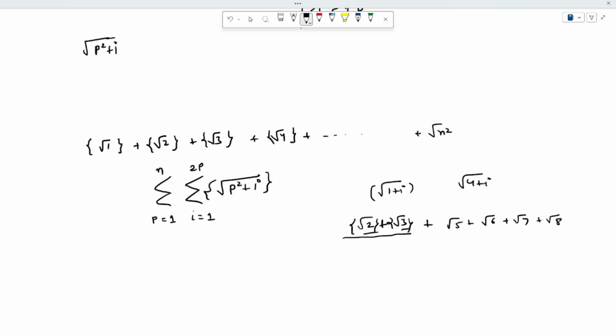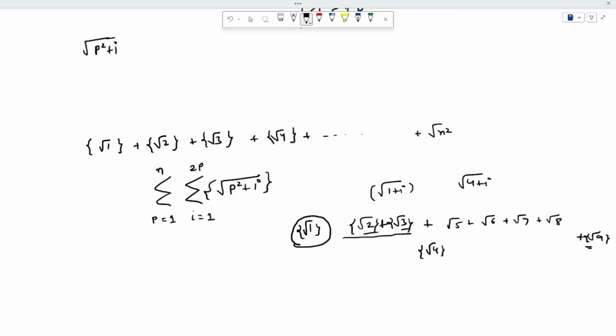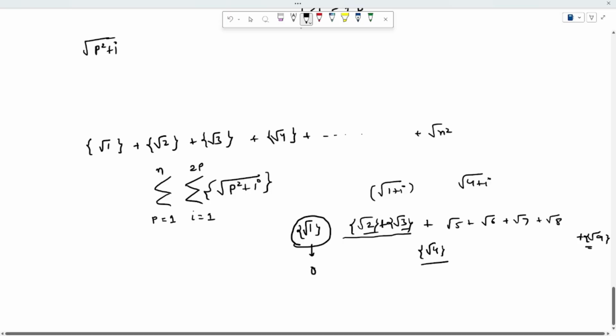Now you may be thinking, where did the square root of 1 go, where did the square root of 4 go, and if we calculate further, where did the fractional part of square root of 9 go? If we calculate these numbers, the fractional part of square root of 1 is 0, the fractional part of square root of 4 is 0, and similarly the fractional part of square root of 9 is 0.